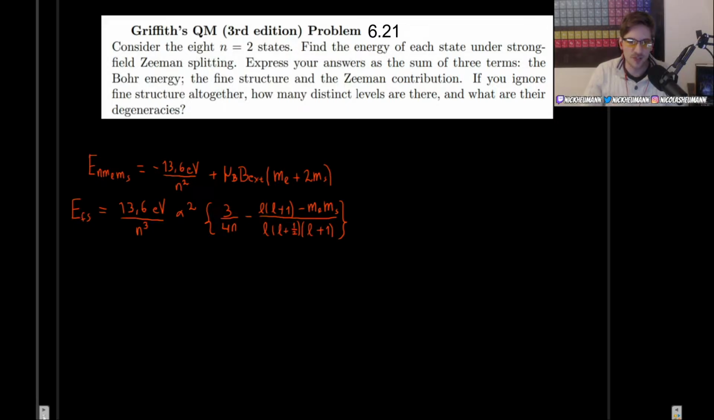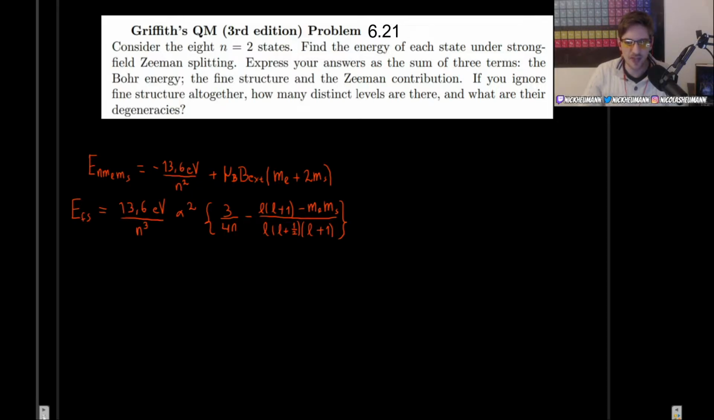It says, consider the 8 n equals 2 states. Find the energy of each state under strong field Zeeman splitting. Express your answers as the sum of three terms: the Bohr energy, the fine structure, and the Zeeman contribution. And then they ask us, if you ignore fine structure altogether, how many distinct levels are there? And what are their energies? Degeneracies. So let's go for the first part.